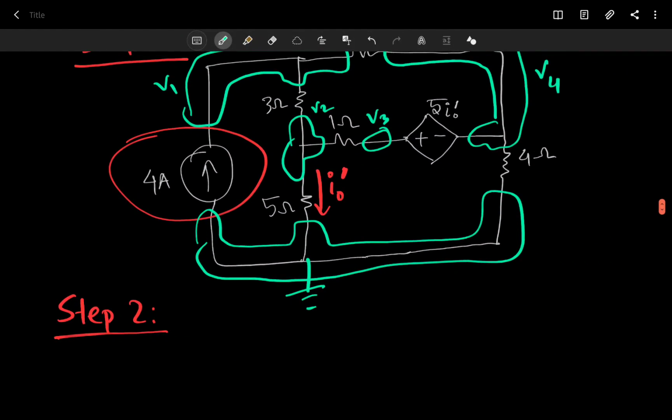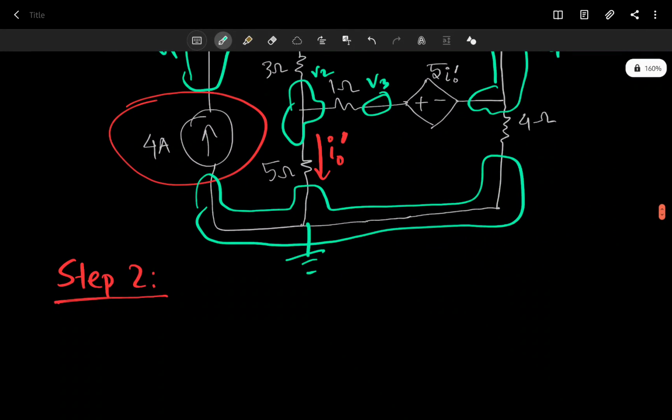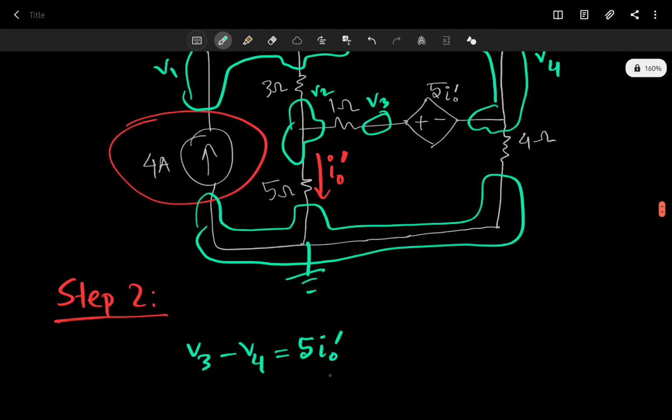First of all, we have a voltage source here. Remember, we write the equations for the voltage sources first. So V3 minus V4 equals 5 I naught prime. I should also mention that the I naught prime, we can actually just write it like this: I naught prime is just from Ohm's law.